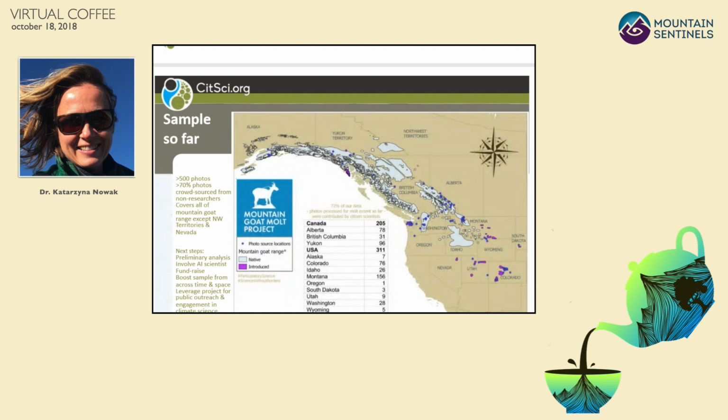Here you see the source locations of our photos so far, and over 70% of these were crowdsourced, so contributed by non-researchers. You can see that we have covered most of the goat range, which you can see in light blue. Our photos come from all the provinces, territories, and states where there are mountain goats, with the exception of Northwest Territories and Nevada, and that's just a very small portion of their range.